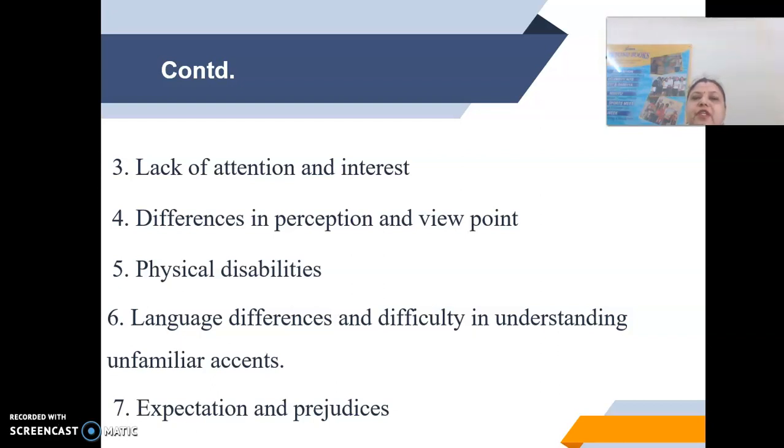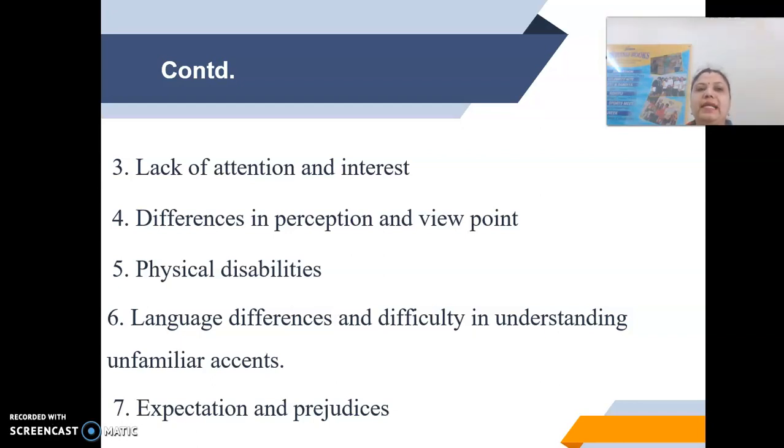Differences in perception and viewpoints. Everybody has their own viewpoint and their own way of perceiving things. If we have a positive outlook towards the communication, then we can understand it in a proper manner. But if we do not look at the situation from the viewpoint of others, or try to understand the viewpoint of others, then we have differences in our opinions.